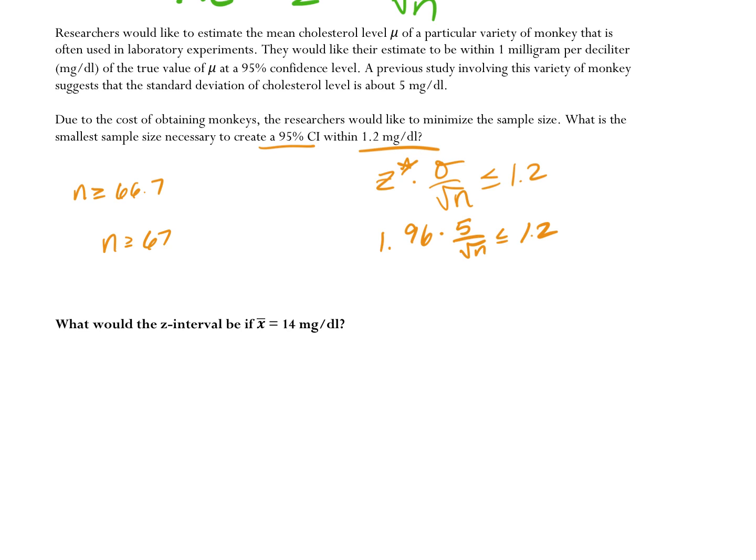All right, knowing that, let's say we did get a sample size of 67. What would my confidence interval be if my sample mean, my X bar, was 14? My estimate would be, remember that 14 is called the point estimate, the single number estimate we get from our sample, plus or minus 1.96 times 5 over the square root of 67. Is this feeling okay?